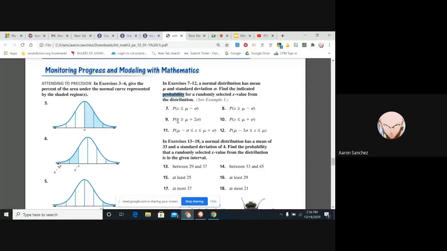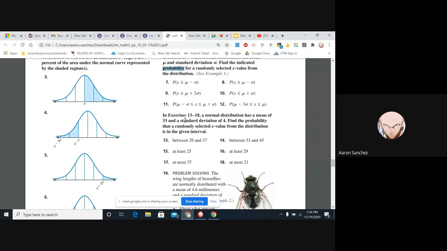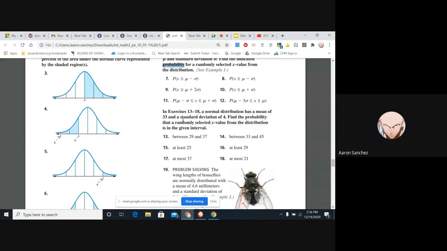Okay, but anyway, so this is the probability of x is greater than 1 standard deviation, 2, we already did that. Okay, so let's talk about this. A normal distribution has a mean of 33 and a standard deviation of 4. So what this is saying is we need to draw our own new curve. So you guys draw, so it has a mu of 33 and a standard deviation of 4.